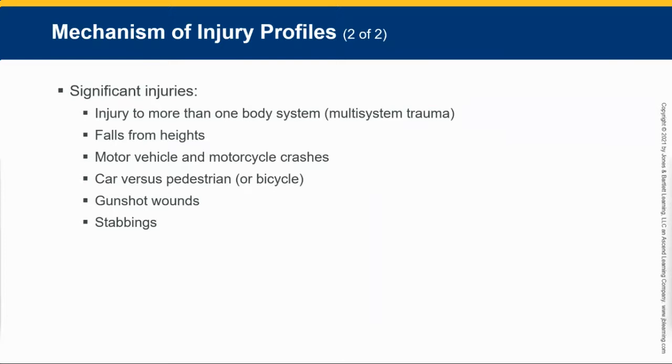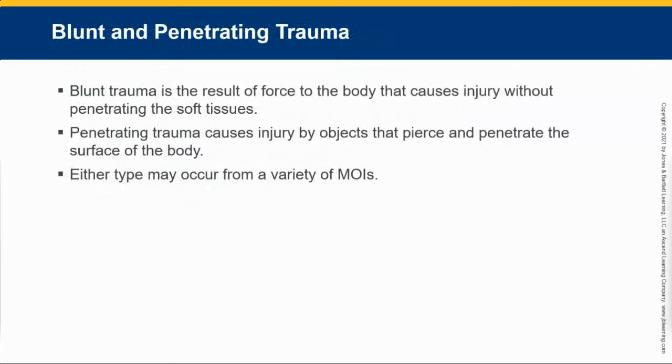And we're talking about falls from heights that can cause significant injury. Motor vehicle and motorcycle crashes, cars versus pedestrians on bicycles or motorcycles, and then we have gunshot wounds and stabbings as well. All of these are significant mechanisms of injury.